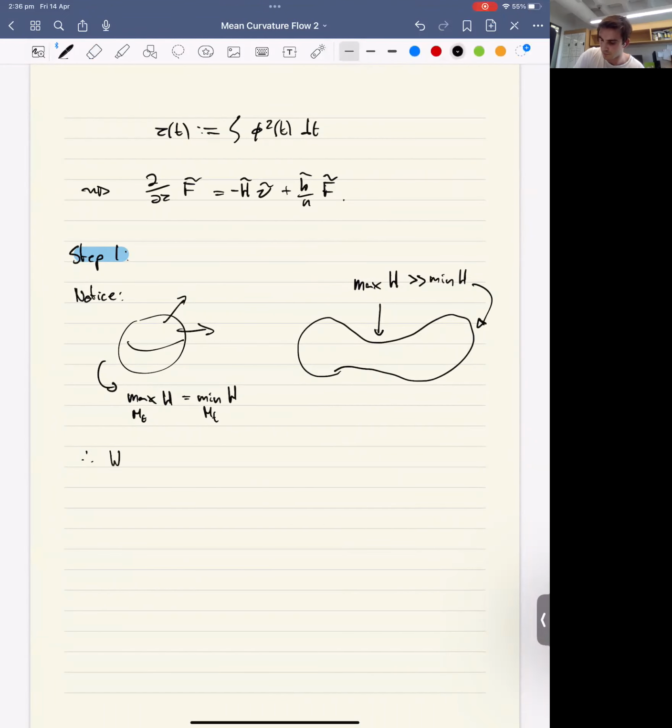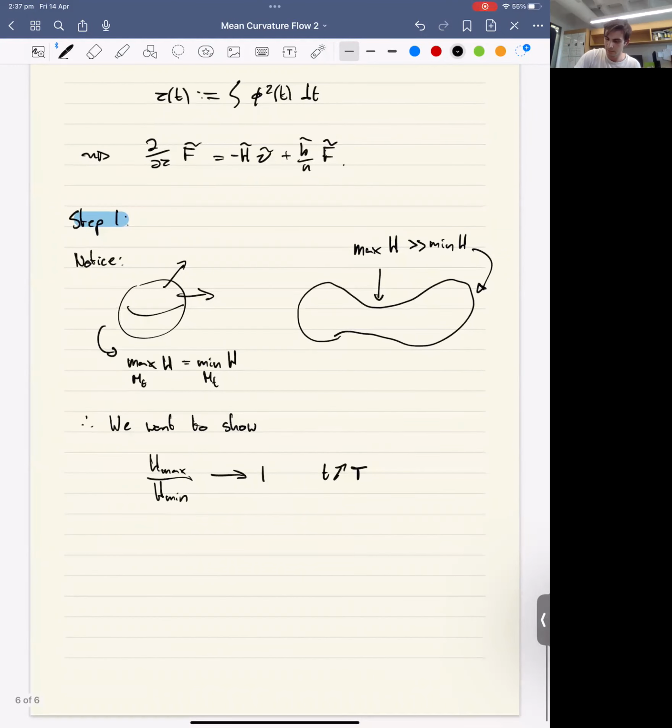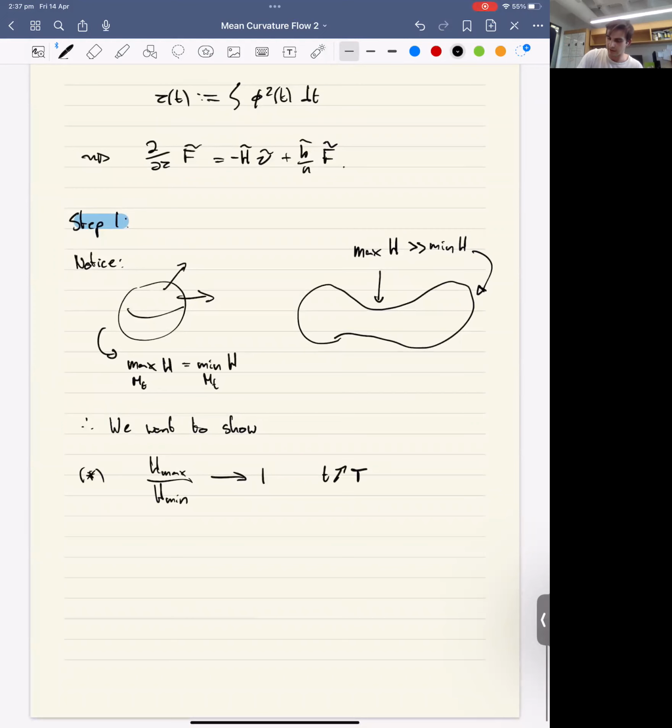In fact, what Huisken shows is that this ratio, and right now we're still just working with the unnormalized flow, approaches 1 as we go to this maximal time. Okay, and an important observation.